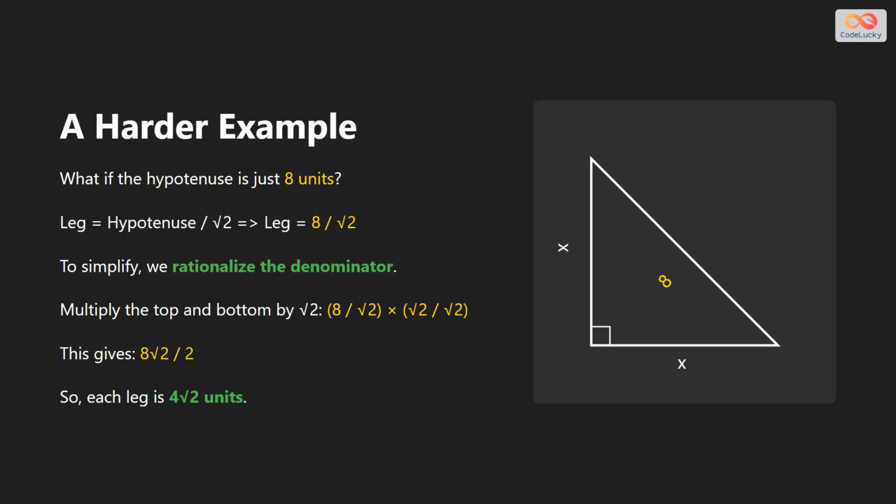What happens if the hypotenuse is a whole number like 8? To find the leg, we divide 8 by the square root of 2. To simplify this fraction, we need to do something called rationalizing the denominator. We multiply both the top and bottom of the fraction by the square root of 2. This gives us 8 times the square root of 2 on top and 2 on the bottom. Finally, 8 divided by 2 is 4, so the length of each leg is 4 times the square root of 2 units.